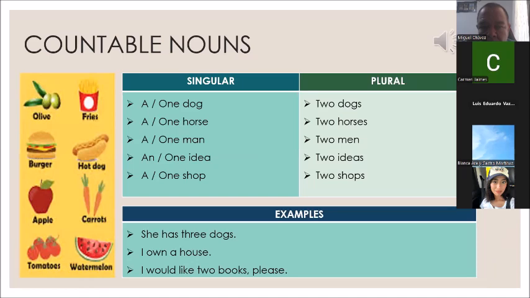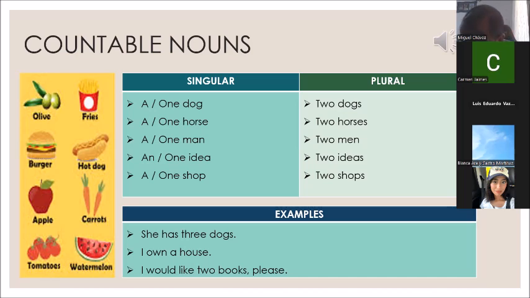Countable nouns are for things we can count using numbers. They have a singular and a plural form. The singular form can use the determiner a or an or the number 1. Anything that can be counted, whether singular: a dog, a horse, a man, an idea, a shop, or plural: 2 dogs, 2 horses, 2 men, 2 ideas, 2 shops, is a countable noun.